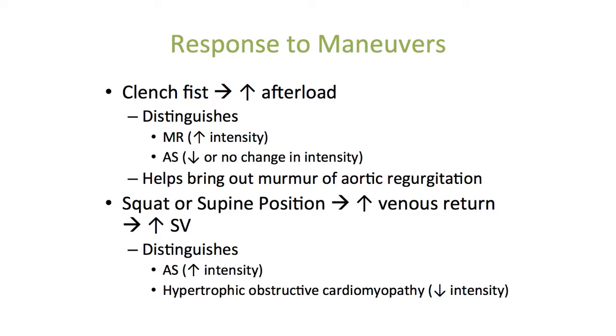There are two different maneuvers that will help you identify a murmur. Clenching your fist will increase afterload. This can distinguish mitral regurgitation, where you'll see an increase in intensity, and aortic stenosis, where you'll see a decrease or no change in intensity. This also may help bring out the murmur of aortic regurgitation.